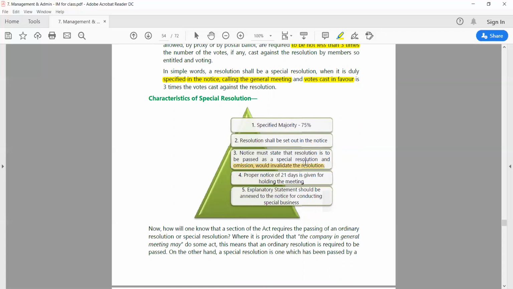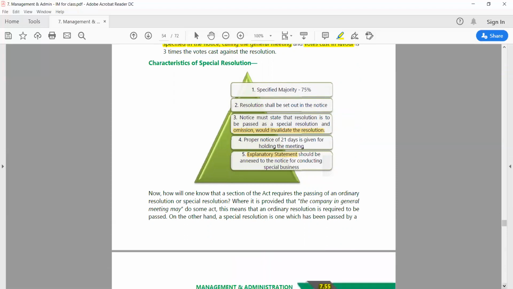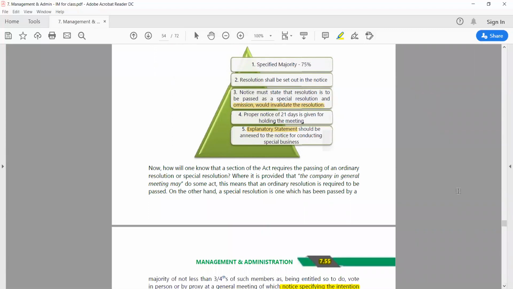Point number 4, proper notice should be sent. What is that proper notice? 21 clear days' notice should be sent. And along with the notice, you should also annex what? An explanatory statement. We already told, before the meeting, what you should be doing? You should send an explanatory statement for the business, and that also has to be provided.